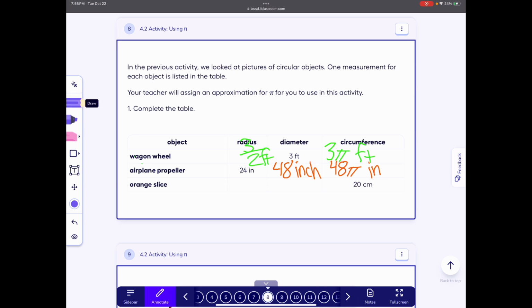Well, we know that diameter times pi is circumference. So let's write that. Diameter times pi is circumference. Okay, so that's our relationship between diameter and circumference. So how do you get from that? How do you get the diameter? Because we're trying to get diameter.